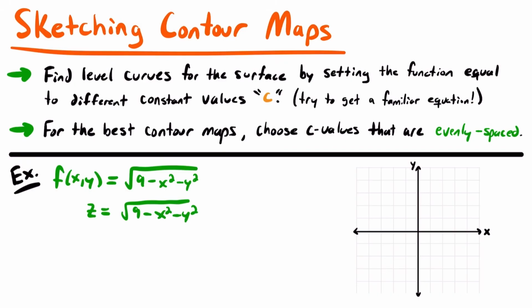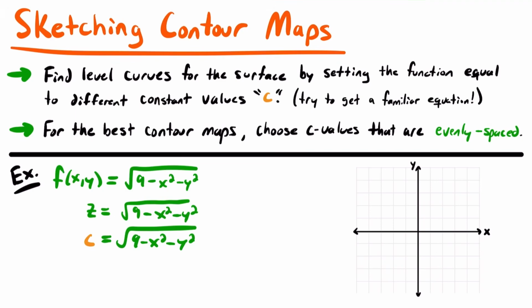What we're going to do here is essentially that, but instead of z, we're going to set the function equal to a constant c. So we'll say c is equal to the square root of 9 minus x squared minus y squared. And then from there, you could choose different constant values to plug into that c in this equation, and then try to graph it.